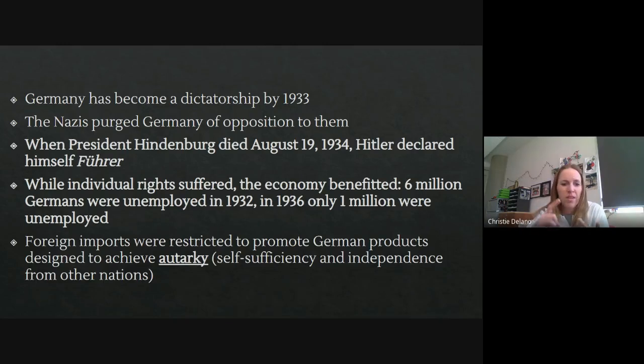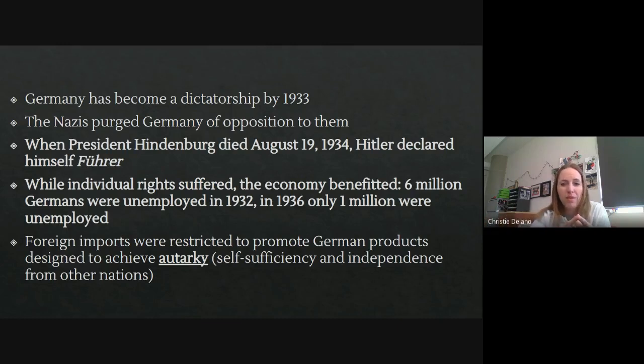Opposition has been purged. President Hindenburg dies in 1934, and this is when Hitler declares himself the Führer, as he called himself. You see individual rights and freedoms suffering tremendously, but all the while, Hitler is transitioning the economy and ramping it back up for war. So in 1932, 6 million Germans were unemployed, when Hitler's kind of marching into power. 4 years later, in 1936, 5 million of those are back at work, and you only have 1 million that are unemployed. Well, how does he do this?